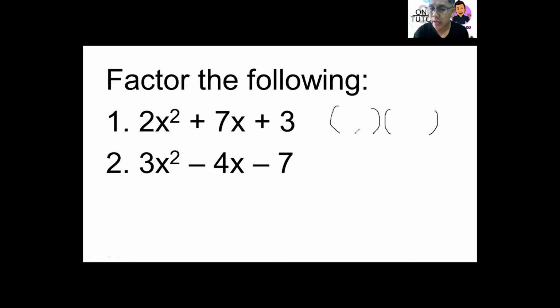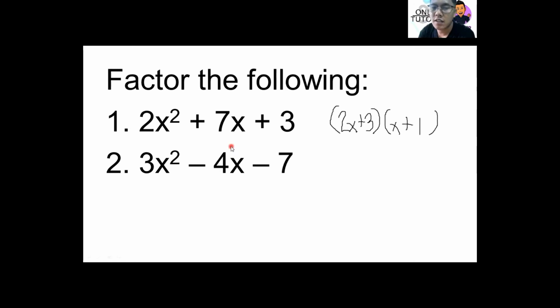And we all know that 2x squared is the product of 2x times x, since 2x times x is 2x squared, and also x times 2x. And the last term, the product, should be 3, so that is 3 times 1. But we do not know where the 3 is and where the 1 is. So this is trial and error.